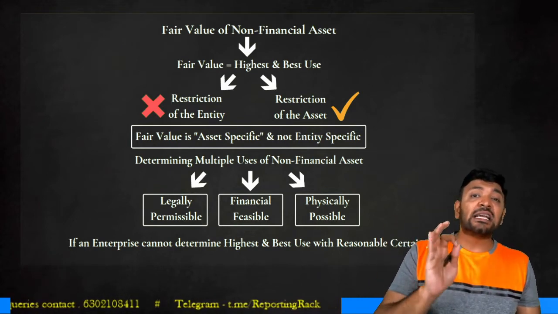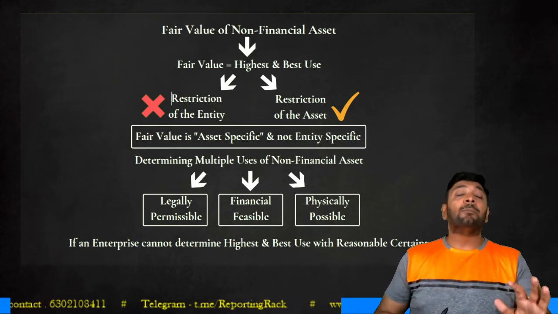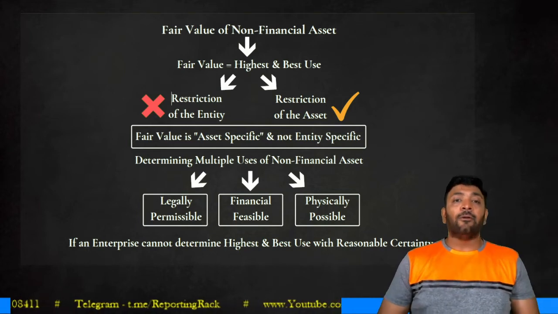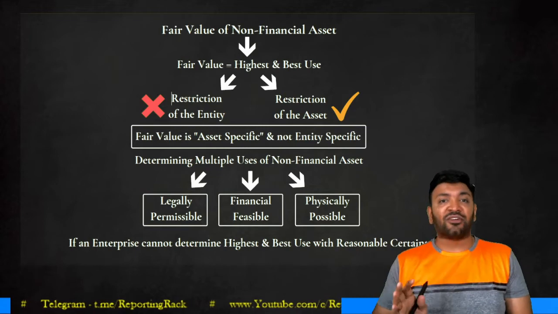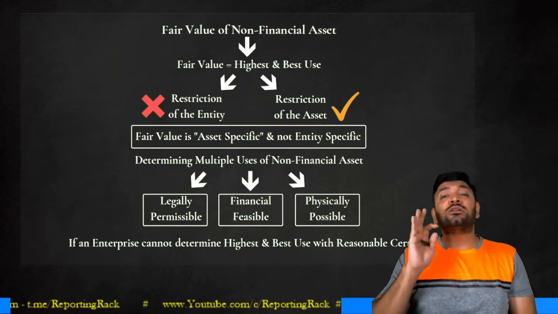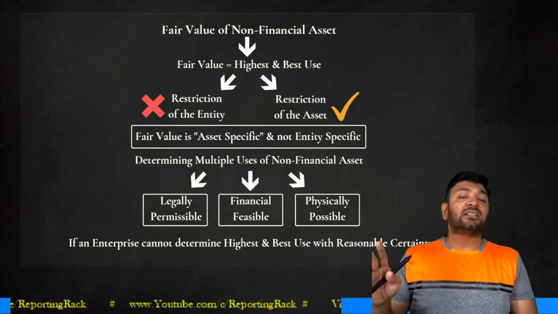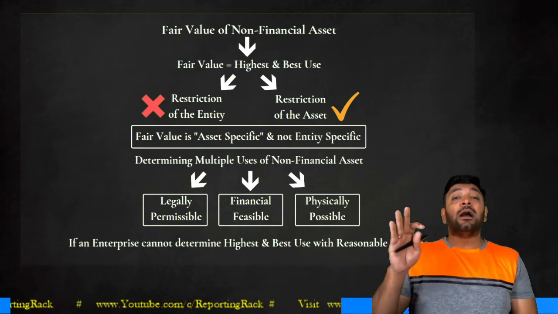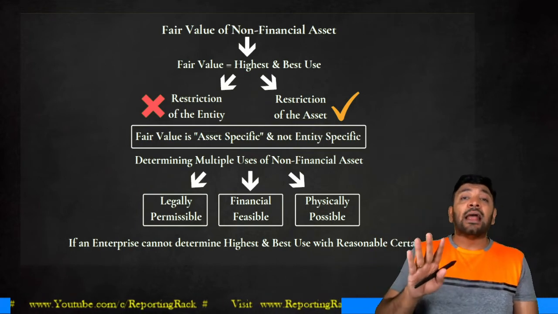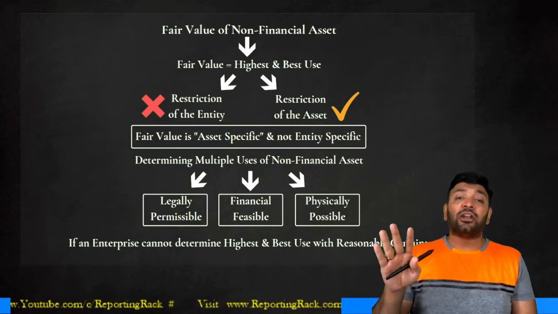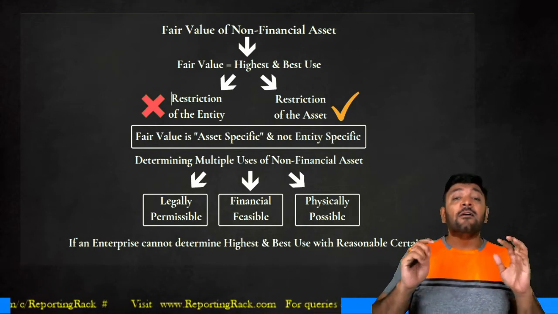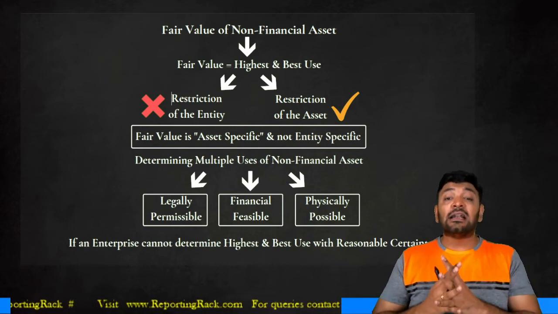The restriction of the asset should be considered in determination of fair value, but the restriction of the entity should not be considered in determination of highest and best use. Fair value is not entity specific. It is specific to the asset. That's why restrictions of the entity to use the asset in a particular manner should not be considered in determination of highest and best use. However, if the asset itself has a restriction that it cannot be used in a particular manner, then I should not consider that particular use as highest and best use. Therefore, fair value is asset specific and it is not entity specific.